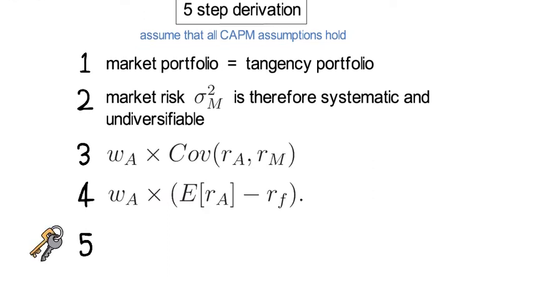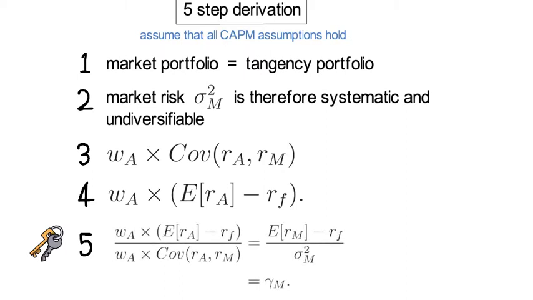So fifth, in equilibrium, all assets have to pay the same risk-adjusted risk premium. Hence, for asset A, it has to hold that WA times the expected risk premium of asset A divided by its systematic risk contribution, which is WA times the covariance of RA with RM, has to equal the risk-adjusted return of the market, which is the expected risk premium of the market divided by the variance of the market, which according to the CAPM also has to equal the aggregate risk aversion of the market.